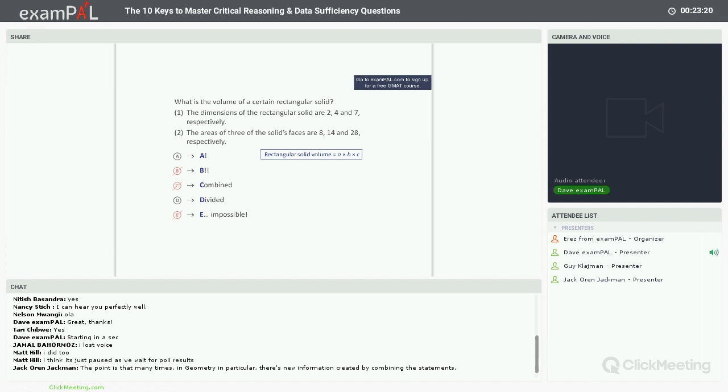Now let's look at statement 2. It doesn't give us the length of the sides, but the areas of the faces. Since a face's area equals the product of its sides, we can create 3 equations: A times B equals 8, B times C equals 14, and C times A equals 28. Now you might notice that the dimensions mentioned in 1, 2, 4, and 7, give us a solution to these 3 equations, right? 8 is 2 times 4, 14 is 2 times 7, and 28 is 7 times 4. So if we know the dimensions, we can of course calculate the area.